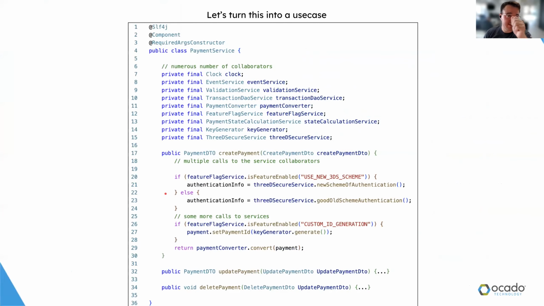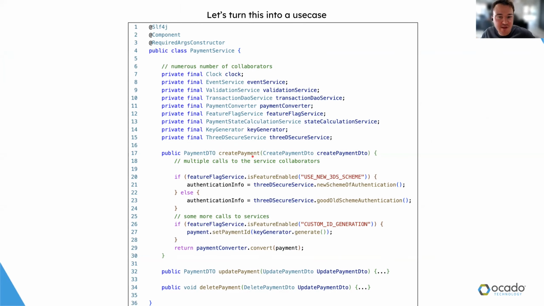So again, the same payment service as before. It's the same picture. Let's make this a more cohesive class, along the lines of what we discussed, right? Let's transform this payment service into one use case, right? Which use case will it be? Let's take create payment, right? That is a public function. Create payment seems a good candidate to convert to a use case, a create payment use case.